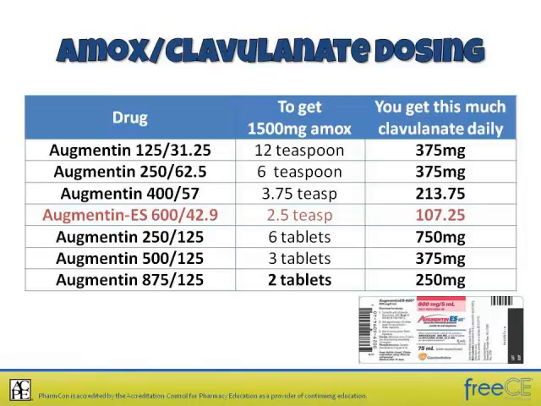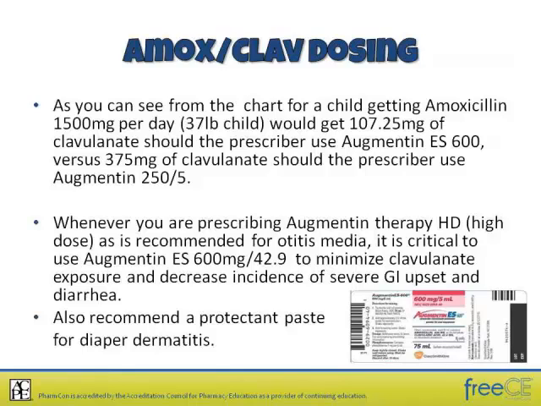Otherwise, if we use some of the other products, the suspensions, we will expose that child to 2 to almost 3.5 times as much clavulanate than if we just use the Augmentin ES. As you can see from the chart, for a child getting amoxicillin 1,500 milligrams, they'll get 107 milligrams of clavulanate, and the prescriber then should always be using that Augmentin ES 600. Also, when you're prescribing the Augmentin HD for otitis media, it's critical to use the Augmentin ES to decrease the clavulanate exposure, as we said, for the GI upset and diarrhea.